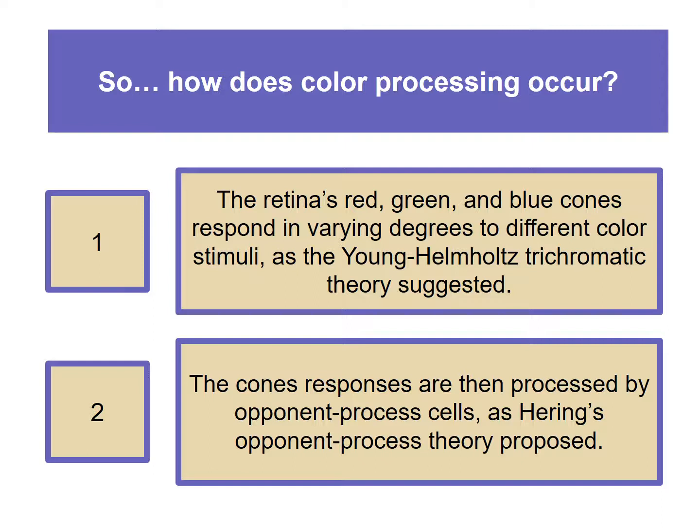So how does color processing occur? The retina's red, green, and blue cones respond in varying degrees to different color stimuli, which is what the Young-Helmholtz trichromatic theory suggests. The cone responses are then processed by the opponent process cells as Hering's opponent process theory proposed. Let's break that down because that's very wordy. The retina's red, green, and blue cones respond in varying degrees to different color stimuli. So red, green, and blue cones responding, and then those cone responses are processed by cells.